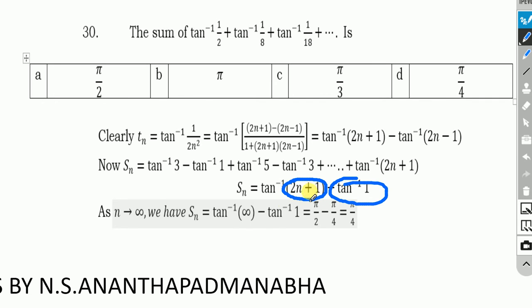So now tan inverse of infinity is pi by 2, tan inverse of 1 is pi by 4. So pi by 2 minus pi by 4 is pi by 4, that is 90 minus 45 is 45 degrees, which is pi by 4 here.